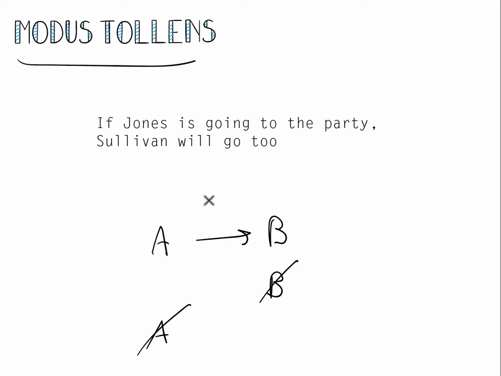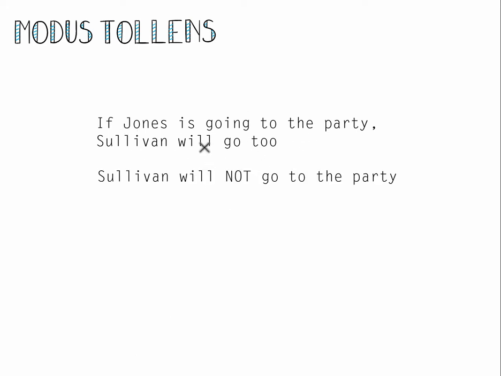Let's look at that with our English language example here. Okay, so we have our conditional rule. If Jones is going to the party, Sullivan will go too. But then we get the additional information, this trigger, that Sullivan is not going to the party. This tells us that the necessary condition, this part right here, is not going to occur. And remember that the necessary condition is called necessary because it has to happen if the sufficient condition happens.